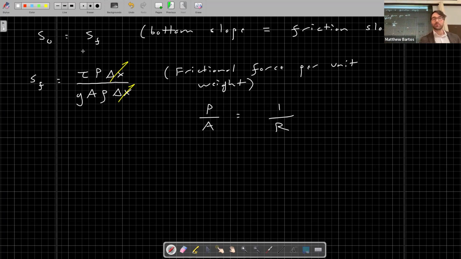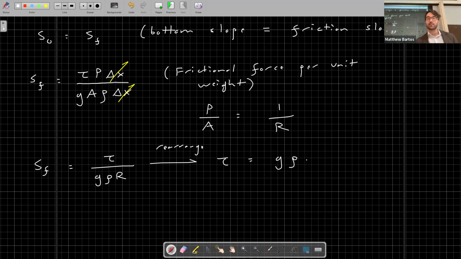So let's go ahead and rewrite our expression for the friction slope. The friction slope is equal to the mean shear stress divided by g times rho times the hydraulic radius. And we can rearrange this for the mean shear stress. So this is equal to the acceleration due to gravity times the density times the hydraulic radius times the friction slope.